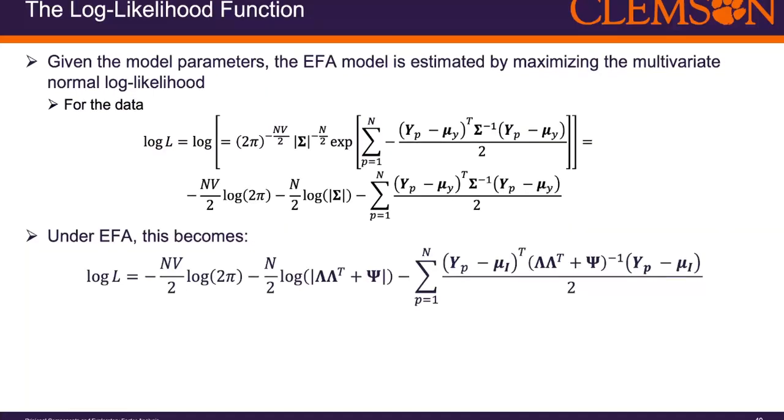Now, our log likelihood function uses our multivariate normal distribution. This is ugly and hard to parse through, but just give me a second to do so. For our data, this is our data log likelihood function. For multivariate normal, here we have our mean vector and our covariance matrix. Under EFA, we replace our mean vector with our vector of item intercepts, and we replace the covariance matrix with what the model implied covariance matrix would be here: the matrix of factor loadings times the matrix of factor loadings transpose plus the matrix of unique variances. And again, we need its inverse, so we take the inverse of that. We also need its determinant.